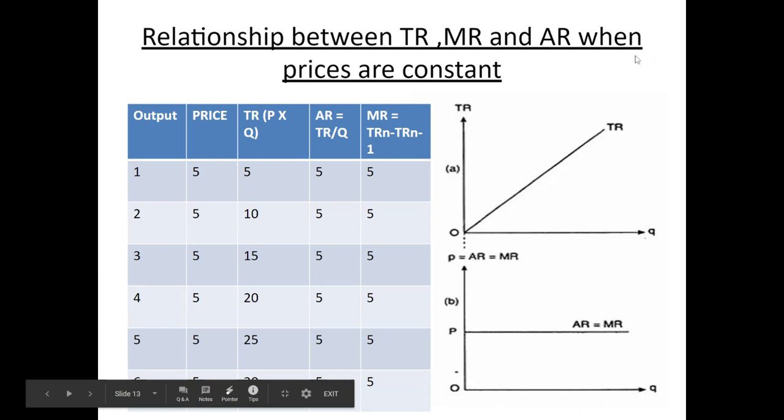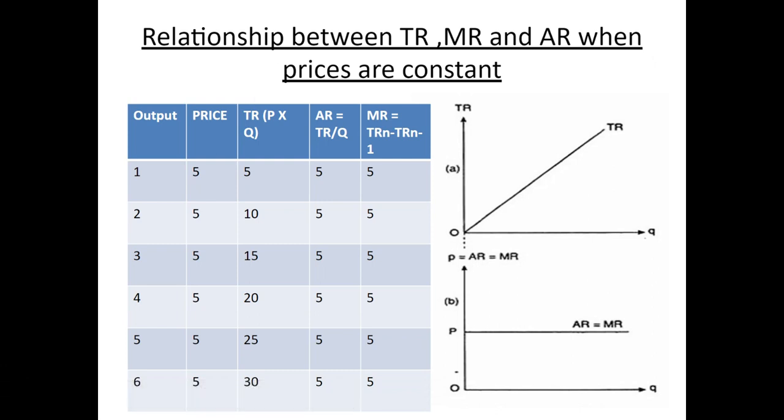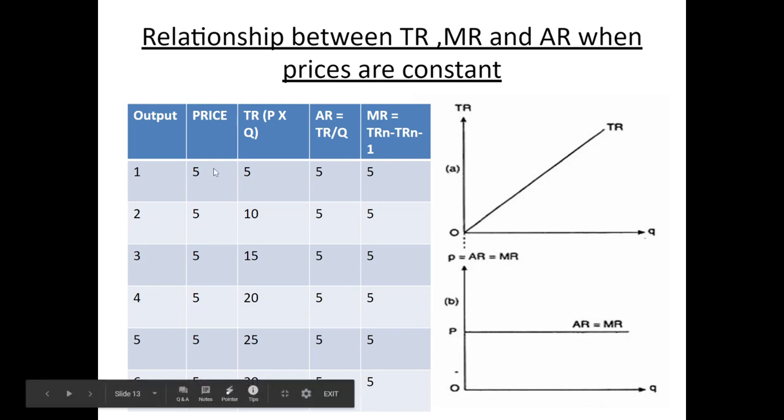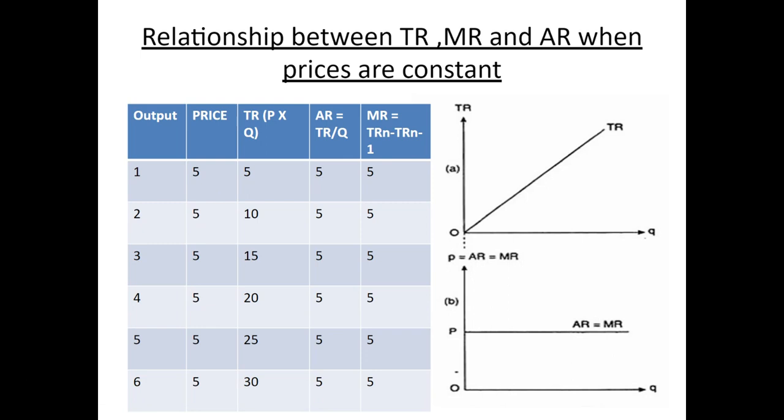Let's study the relationship between TR, MR, and AR when prices are constant. Look at the schedule. The output is increasing from 1 to 2, 3, 4, 5, and so on, and the prices are constant. We have calculated total revenue by multiplying price with output, and we get the values as 5, 10, 15, 20, and so on.